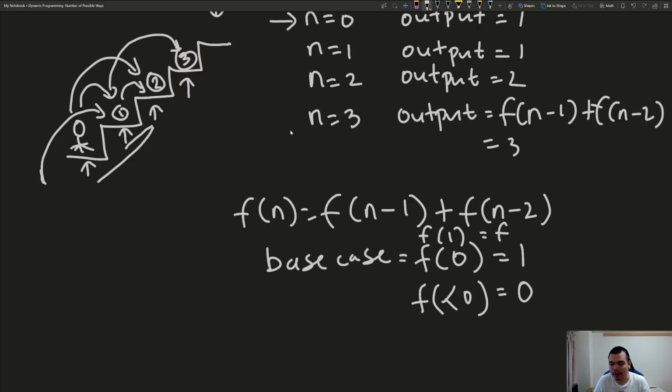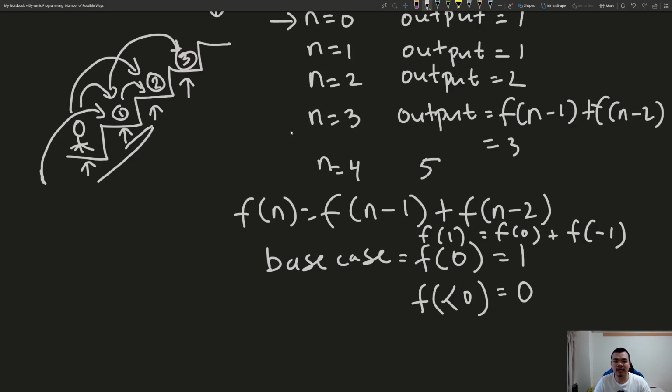And when we go to f(1), it will be f(0) plus f(-1), so it will be 1 plus 0, which is 1. And f(2) will be 1 plus 1, which equals 2, and f(3) will be 2 plus 1, which equals 3. And when n is equal to 4, the output will be 3 plus 2, which is 5, and we can do it so on and so forth.